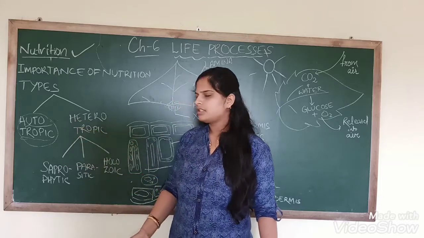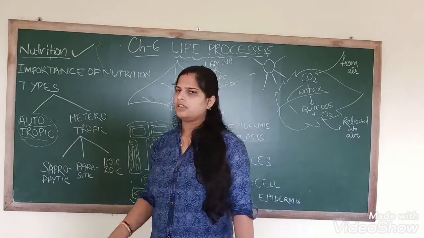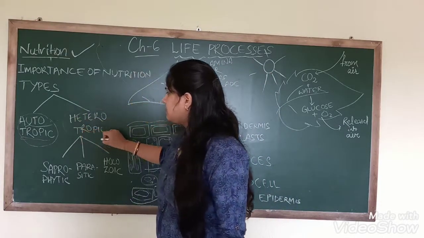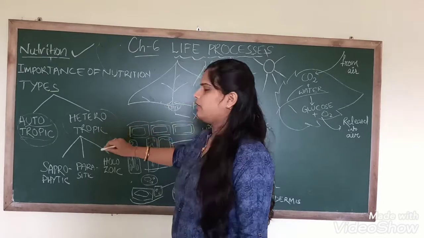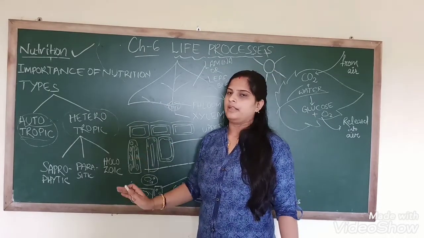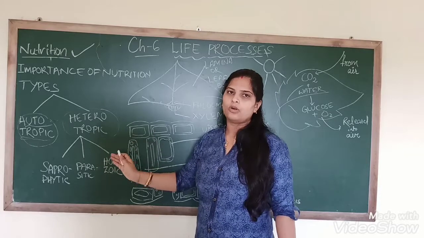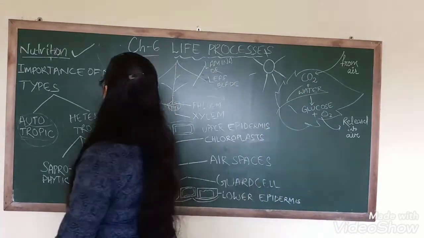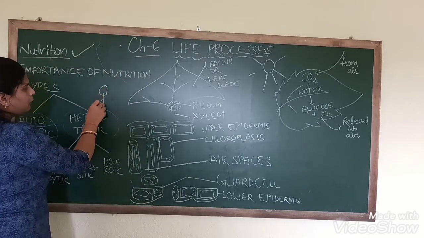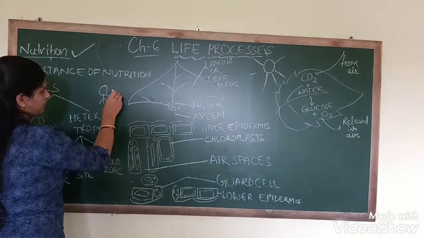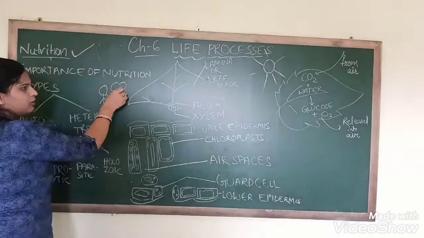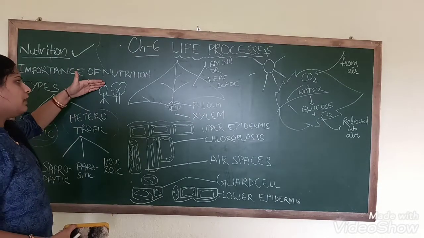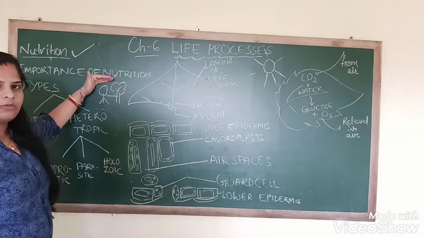But heterotrophic nutrition, what do you mean by heterotrophic nutrition? Heterotrophic nutrition refers to organisms which cannot make their own food. They depend on others for their food, for getting nourishment. For example, we human beings depend on plants for food, and that's why we follow the heterotrophic mode of nutrition.